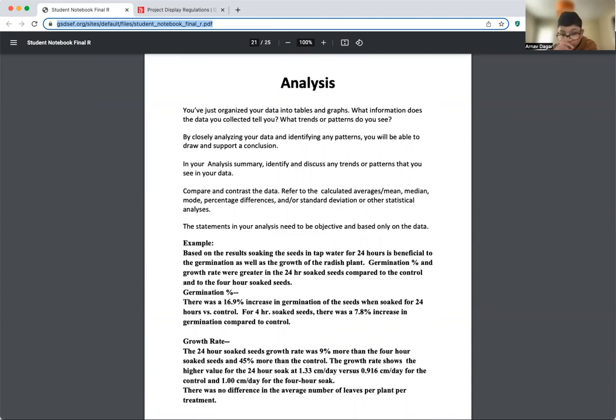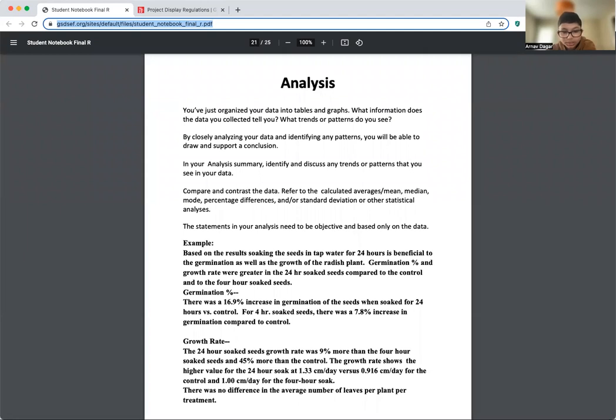So next, we have data analysis, which is where you write an analysis of your data, why you think you got those results, based on trends, patterns, and any calculations of the data. So right now, you've just organized your data into tables and graphs. What information does the data you collected tell you? What trends or patterns do you see? By closely analyzing your data and identifying any patterns, you'll be able to draw and support a conclusion.